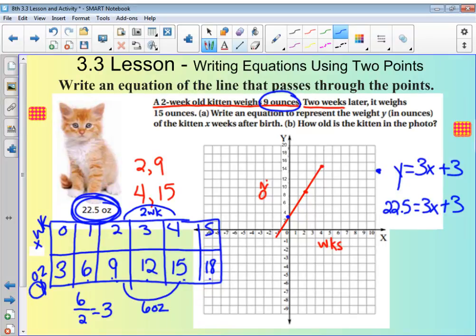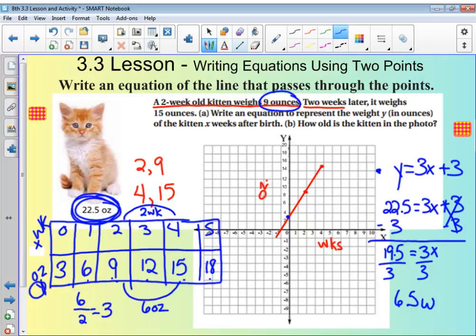And we practiced this a little bit in our previous activity. So if I want to get x by itself, I would do minus 3. So now I have 3x equals 22.5 minus 3, which is going to give me, let's see, 19.5. Okay, so now we'll go ahead and divide by 3. If I pull my calculator out and do 19.5 divided by 3, it gives me 6.5.